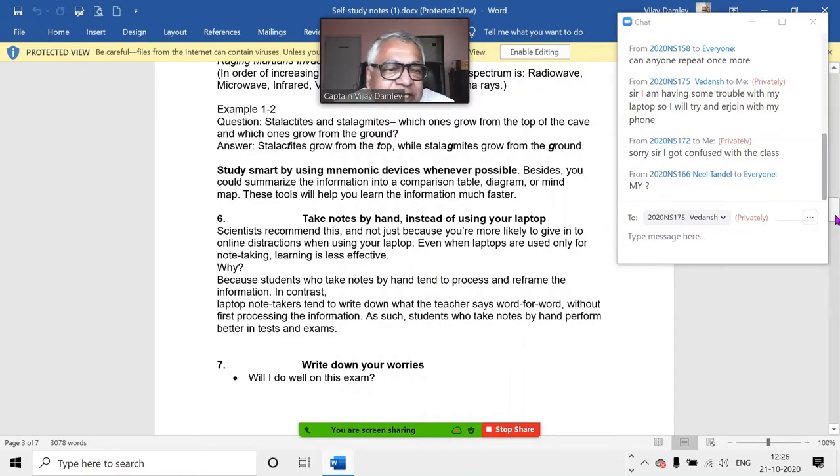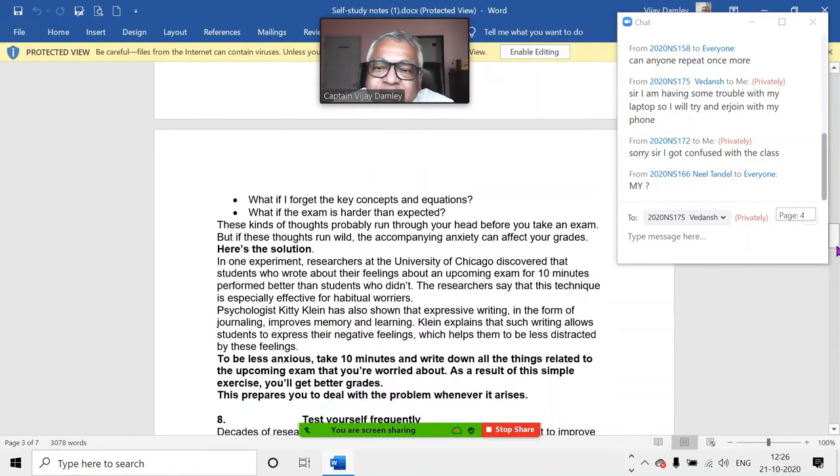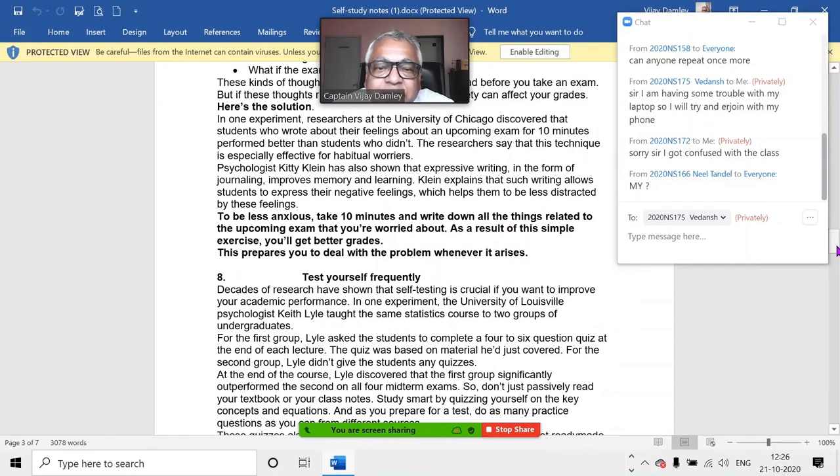Write down your worries so that you don't go blank in exams. It happens to people; I have seen it during 5 years of my teaching career. People do go blank.